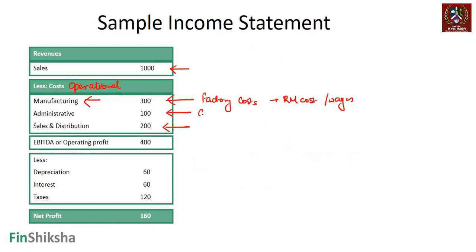Administrative costs are, let's say we have a corporate building, right? And this is only the head office of the company. All expenses that happen there are under administrative expenses, right? Sales and distribution is going to be all your marketing expenses, advertising expenses, and so on and so forth.